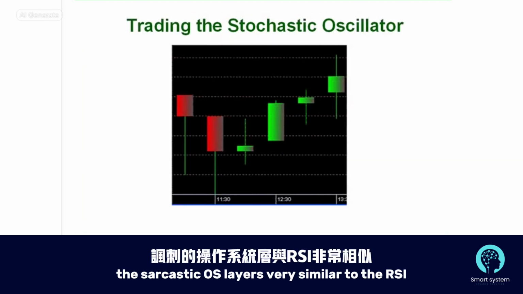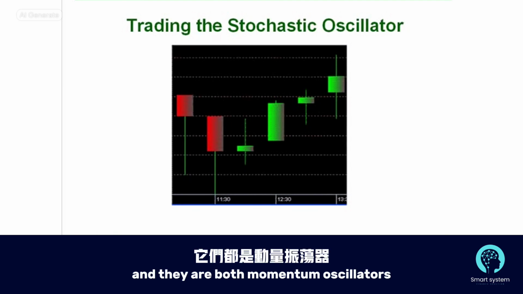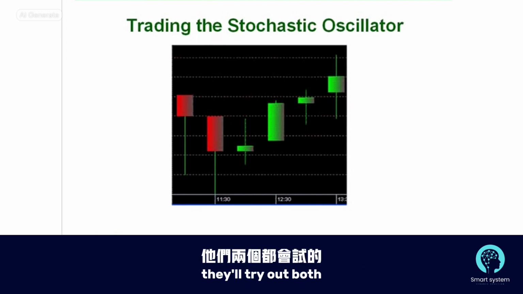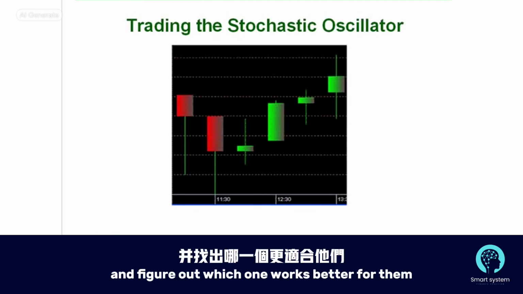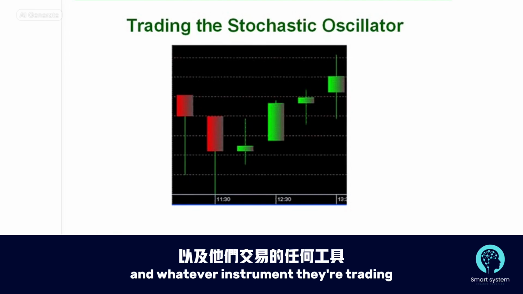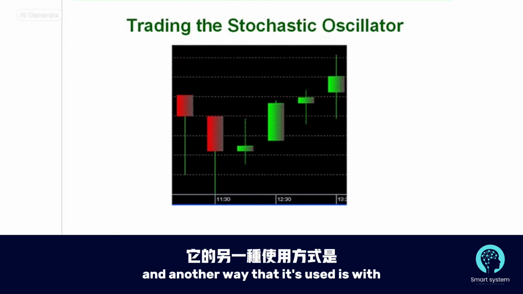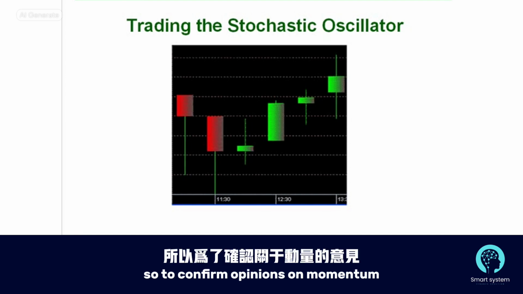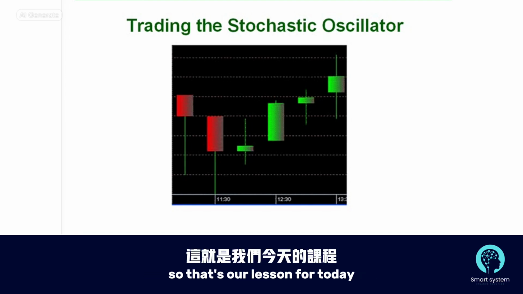The stochastic oscillator is very similar to the RSI, and they are both momentum oscillators. So many traders will use one or the other. They'll try out both and figure out which one works better for them for identifying the momentum in whatever instrument they're trading. And another way that it's used is in conjunction with the RSI to confirm each other, so to confirm opinions on momentum. So that's our lesson for today.